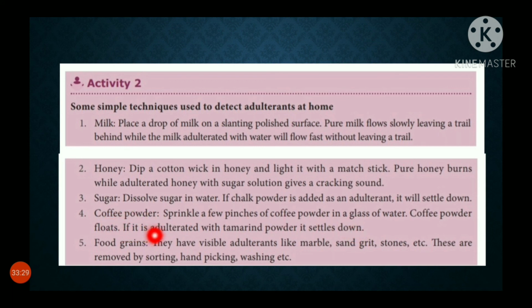Food grains have visible adulterants like marble, sand, stone, etc. If you take rice or any dal, black stones may be there. You can see them with your eyes and remove them because they are not good for our health. These are the activities you have to do. Take a picture, write your name and send it to your class teacher.